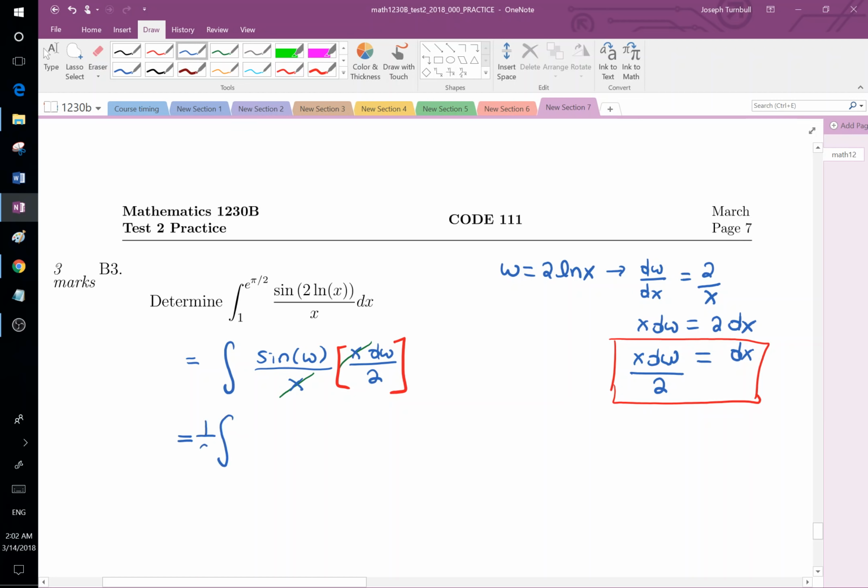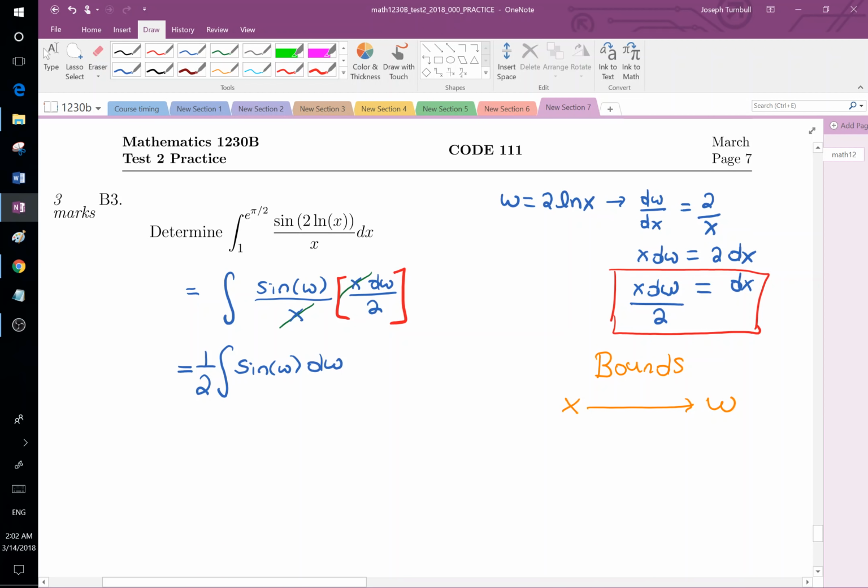There's a 2 downstairs, so I'm going to put a 1 over 2 in front. Antiderivative of sine of w dw. But wait a second, we didn't do the bounds yet. That's next. So the bounds. We're converting from an x integral into a w integral. We have to convert our x bounds into w bounds.